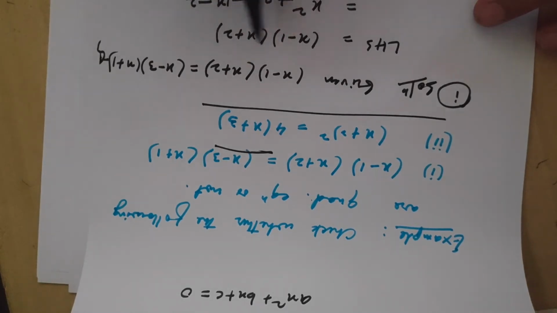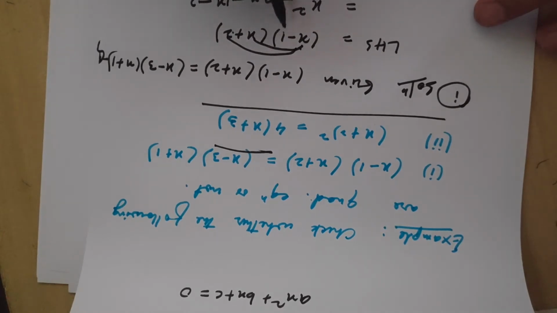How did we do this one? It's very simple. You multiply with this one: x into x is x square, plus sign will be plus, x into 2 is 2x, again minus into x will be minus x, and then again this one minus into this one.